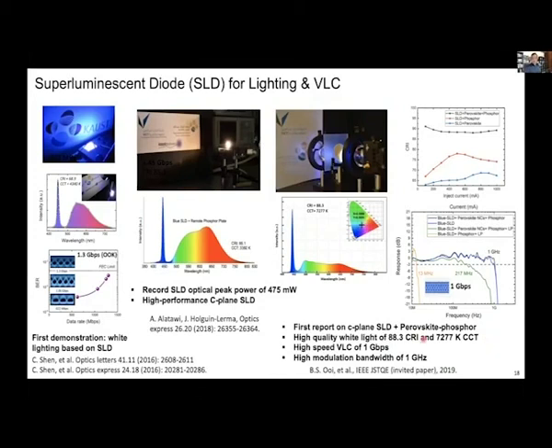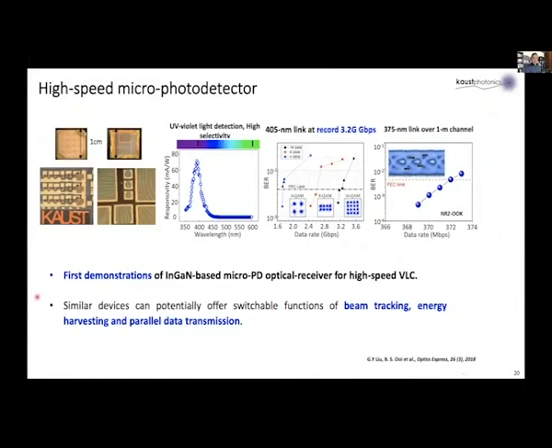And by using high order modulation, OFDM for example, we believe we will be able to get beyond this number. And of course, some of the measurement is done in Sunan's group in Fudan, and it's a collaborative effort.